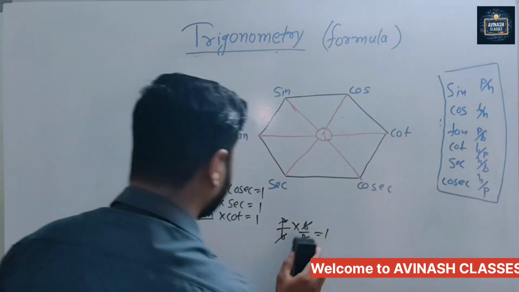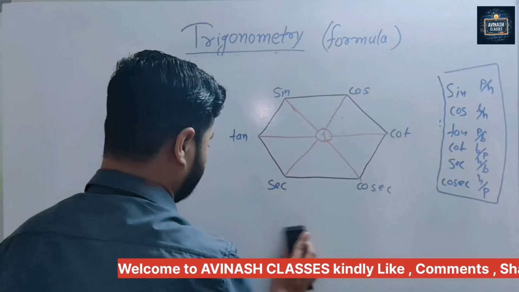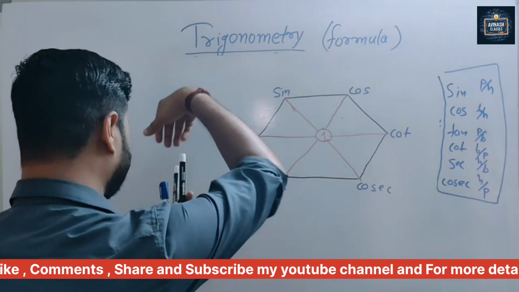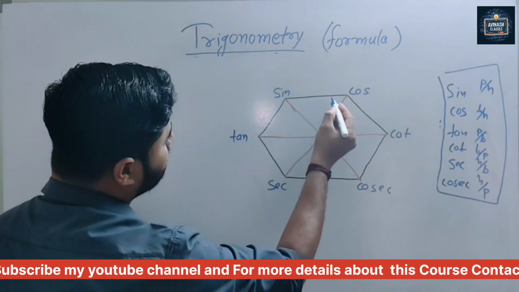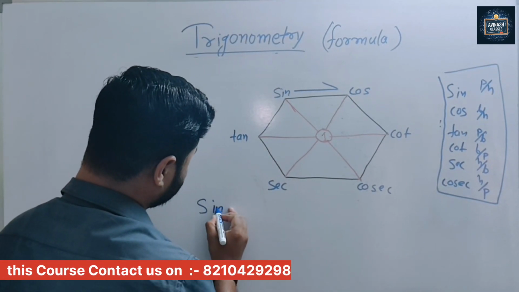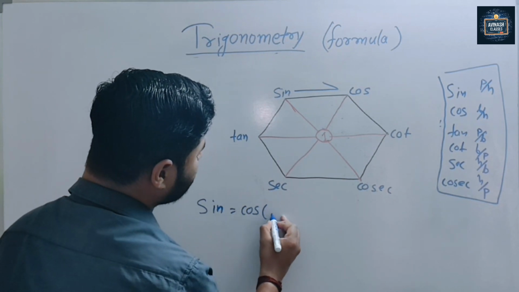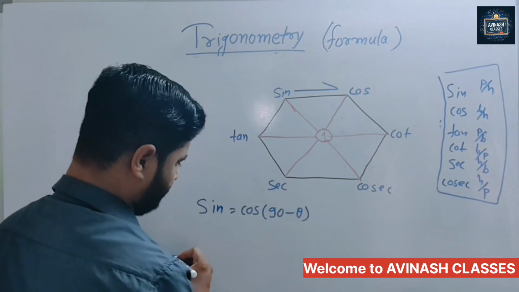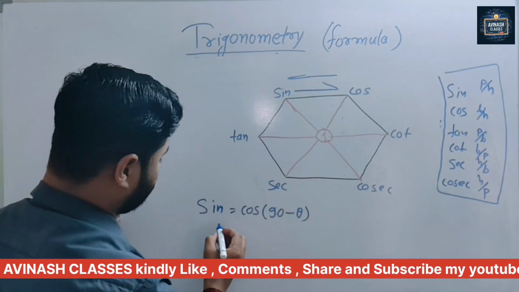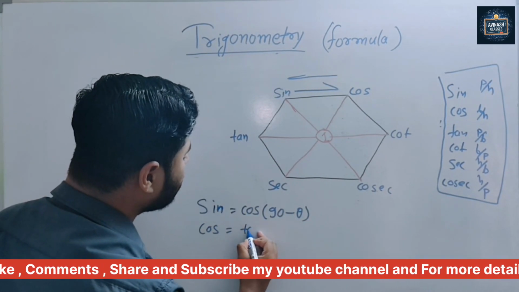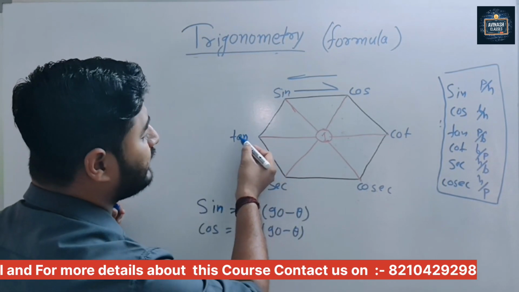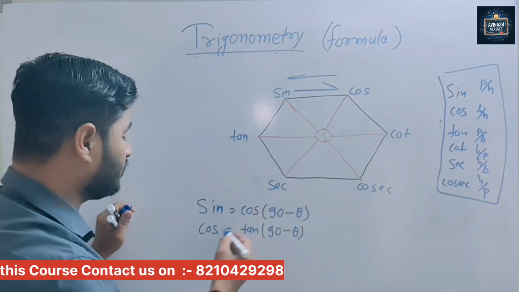Now, next what are we going to learn? Complementary angle. Already we learned, complementary angle means what? The sum is 90 degrees, sir. So here, just in front of this, we go like this. So sine is equal to cos of 90 minus theta. Like that, if you go from here to here, we can do like this also. Again, cos equals to what? Sin 90 minus theta. Again, here we can do tan. In front of tan, what is that, sir? Cot. So we can write here.